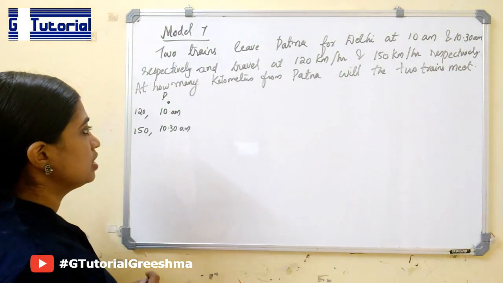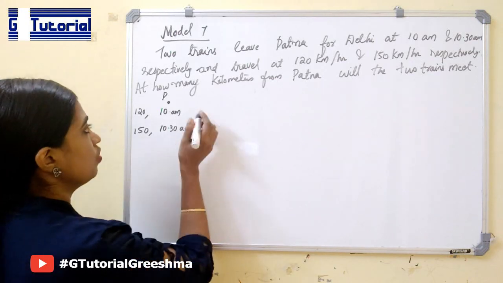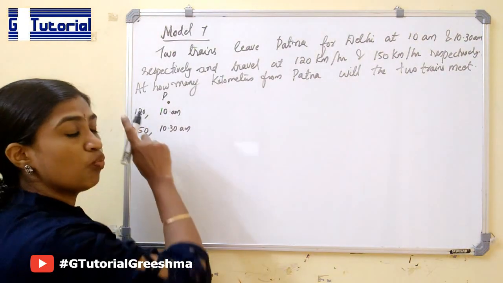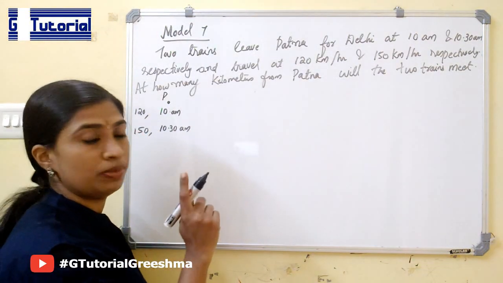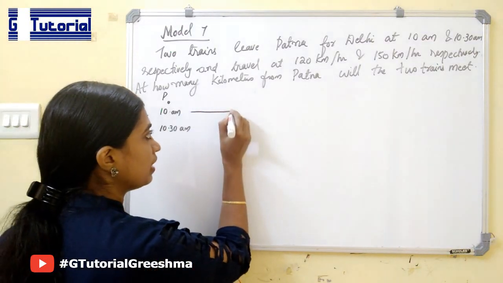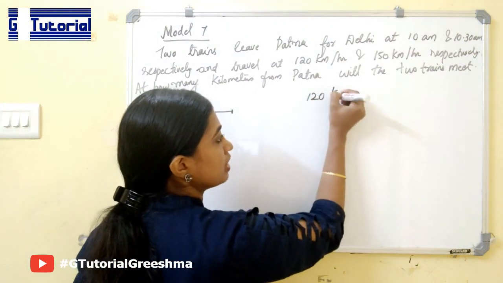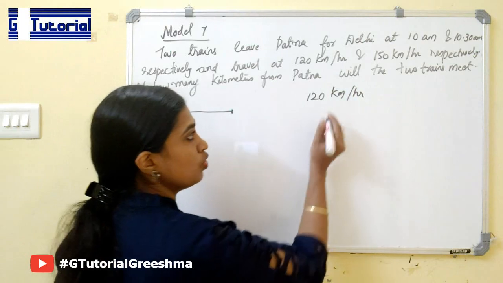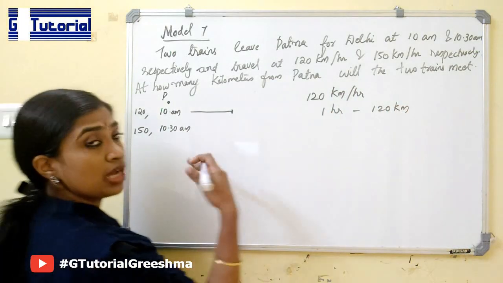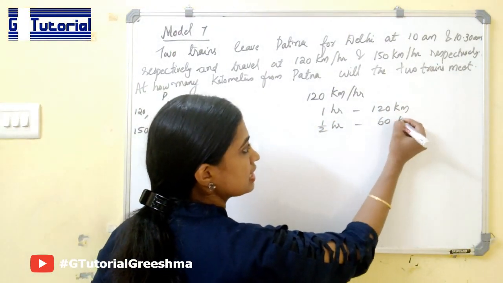So the second train is starting at 10:30 am. The first train is moving with a speed of 120 km per hour, that is, in 1 hour it covers 120 km. So at 10:30 am, at what position will this train be? It will have covered half of 120. So in 1 hour 120 km, and at 10:30 am, that is after half an hour, the distance covered is half of this, that is 60 km.